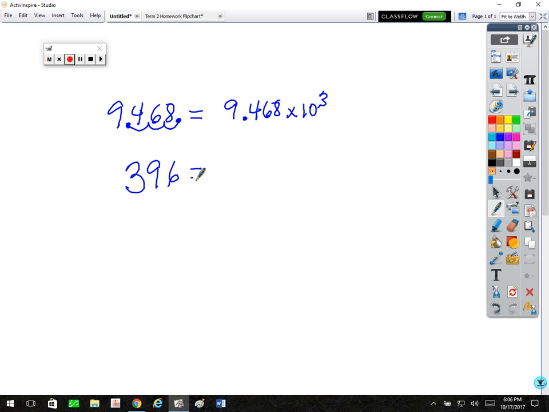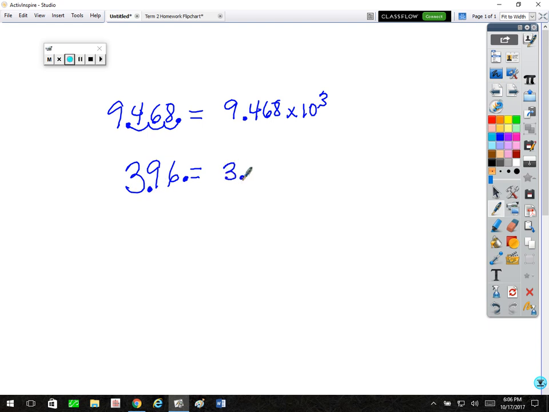Pause the video and then try to do it, and then come back and see what you get for your answer. Alright, welcome back. Hopefully you have taken your decimal, it started here, and you know it's got to be put somewhere to where there's only one number in front of the decimal. Well, that would be between the 3 and the 9.